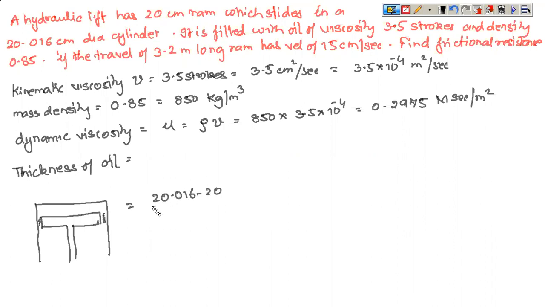20.016 माइनस 20 डिवाइडेड बाई 2. 2 क्यों हो रहा है? क्योंकि दोनों तरफ ऑयल है ना, थोड़ा सा इधर है थोड़ा सा इधर है. सो इन दोनों के बीच में जो थिकनेस चाहिए वही हमें चाहिए. सो दिस इज इक्वल टू 0.12348 meters. You have converted this into meters क्योंकि ये सेंटीमीटर है, ये सेंटीमीटर है, तो 0.16 डिवाइडेड बाई 2 हो जाएगा. दिस इज सेंटीमीटर. हमने उसको 10⁻² से मल्टीप्लाई कर दिया तो ये होगा.